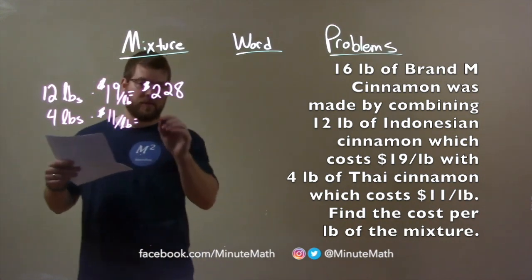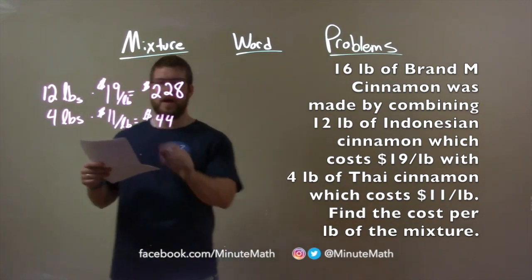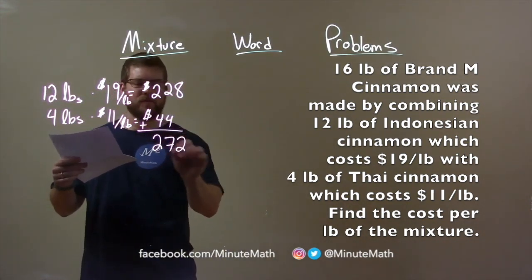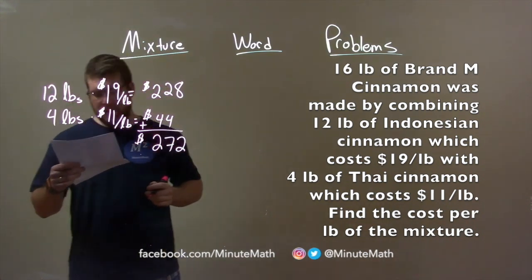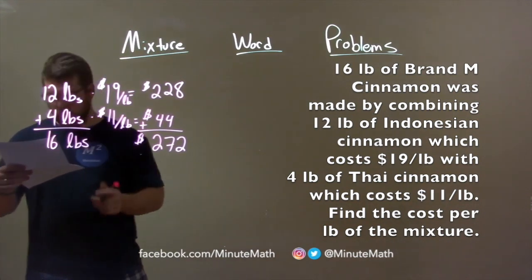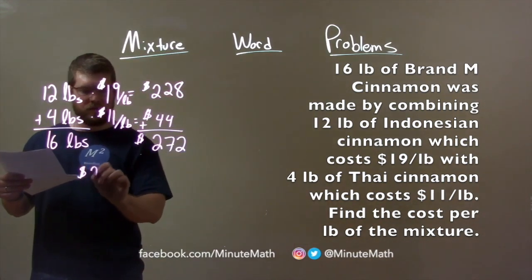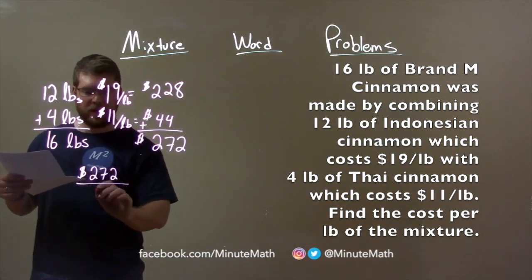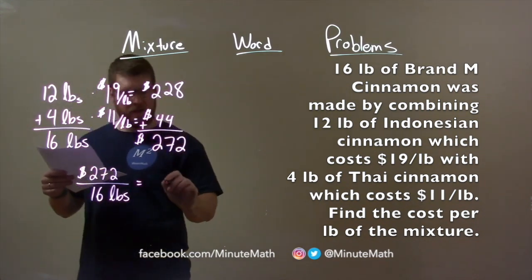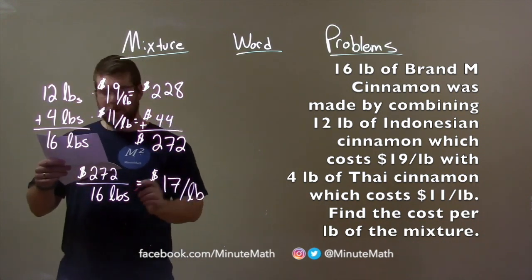4 times 11 is $44, so we have $44 total here. We add that total cost up, and we get $272. Now, 12 plus 4 is a total of 16 pounds. So if we want to find the total cost per pound of the mixture, we take our $272, divide that by our 16 pounds, and we get a final answer of $17 per pound for our mixture.